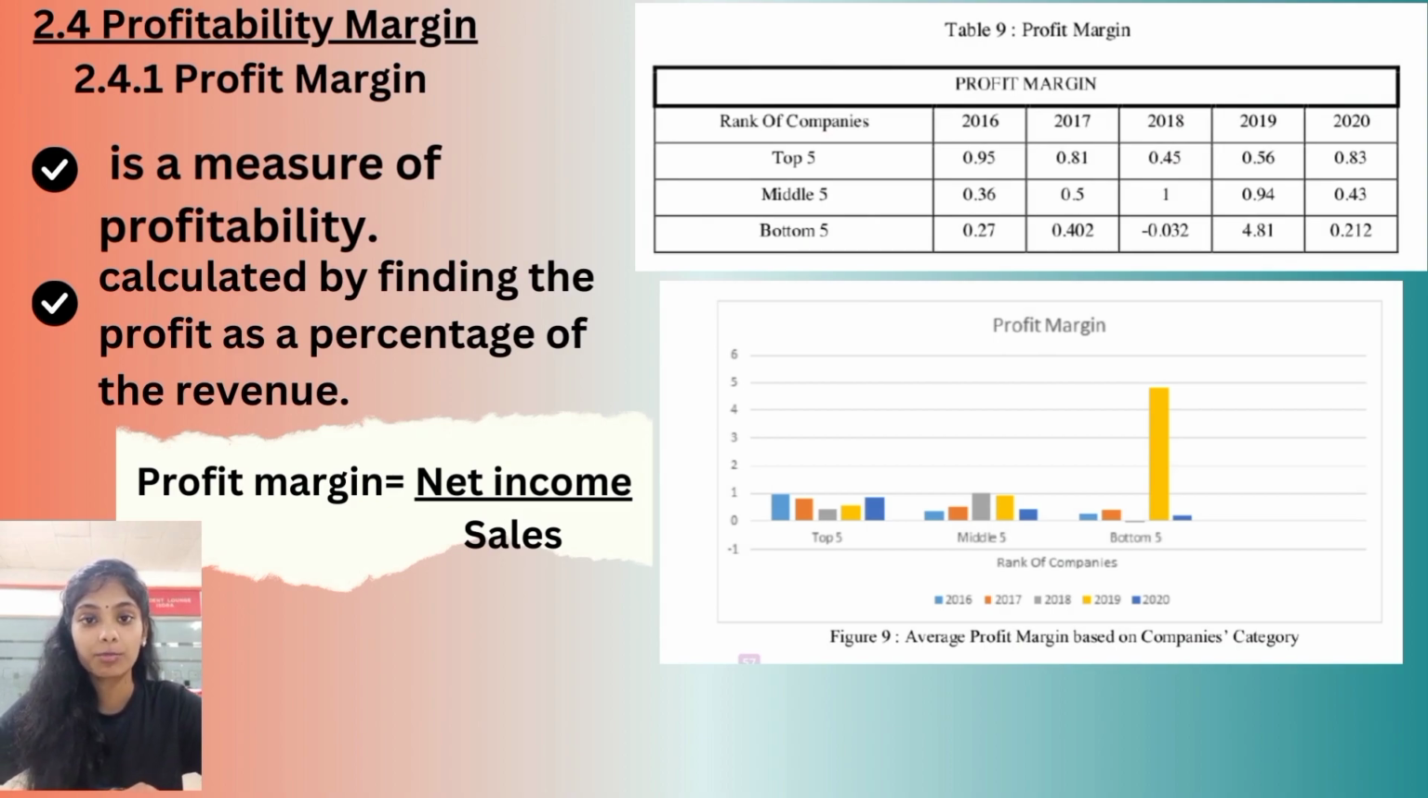I would like to present about profitability margin. Profit margin is a measure of profitability and the difference between the company's total operating expenses and its total revenue. The more money the company keeps, the higher the profit margin will be.